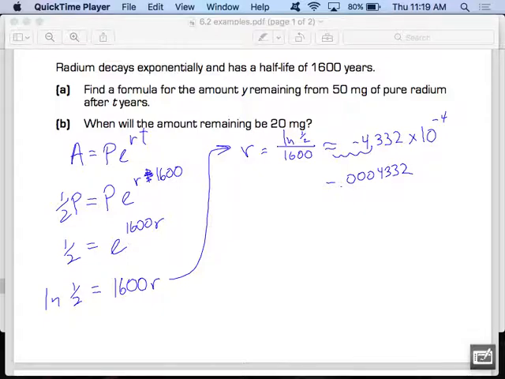Which gets us back to this monster. The amount of radium that we have is our starting amount, which we'll get to in a second, e to the negative 0.00043332 t. And if we look at part A, we're starting with 50 milligrams of pure radium.